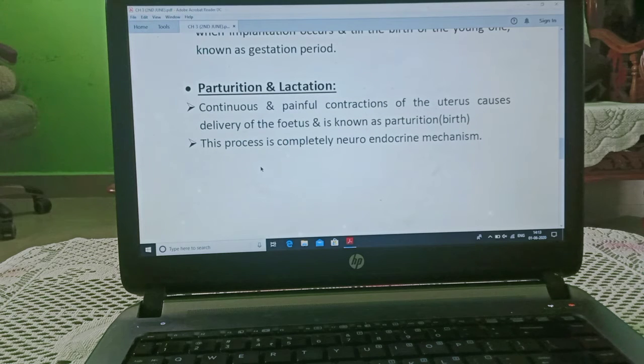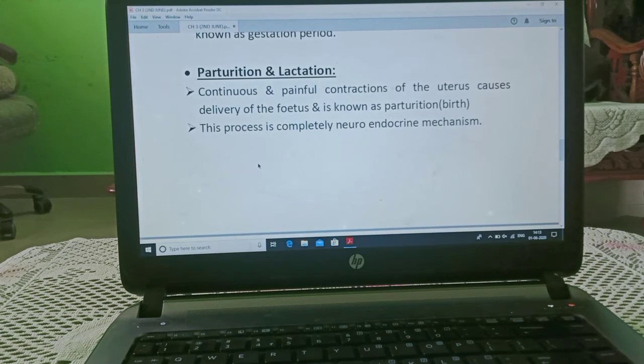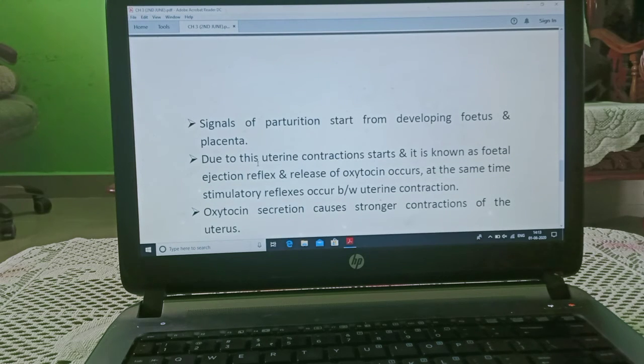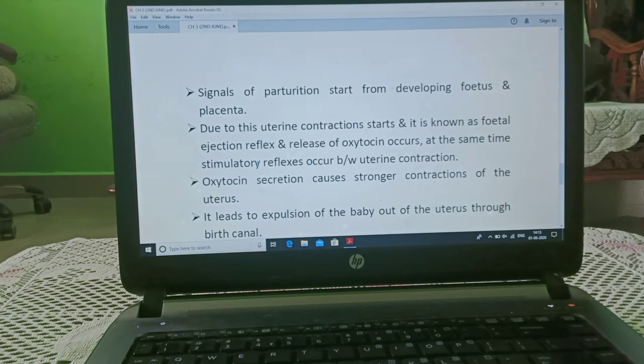Now parturition and lactation. Continuous and painful contraction of the uterus causes delivery of the fetus and is known as parturition, that is birth. This process is completely a neuroendocrine mechanism, meaning controlled by the nervous system plus the endocrine system. Signals of parturition start from the developing fetus and placenta, and due to this uterine contraction starts, and it is known as the fetal ejection reflex, and release of oxytocin occurs.